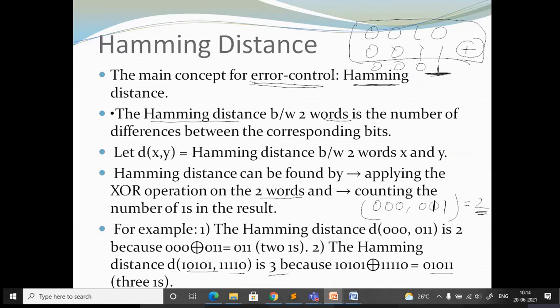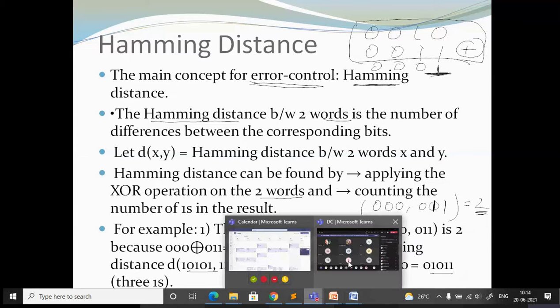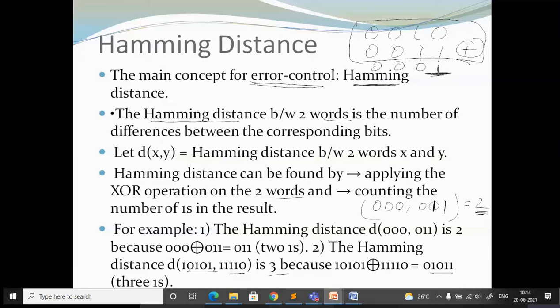So how to calculate Hamming distance? You take the first number, take the second number, and apply the XOR operation. Here, how many ones you get indicates the Hamming distance. This I have already explained. You can take any other example here, say 0 0 0 and 0 1 1. What is the Hamming distance here? You just apply XOR and you will get two ones. So the Hamming distance between these two words is 2.